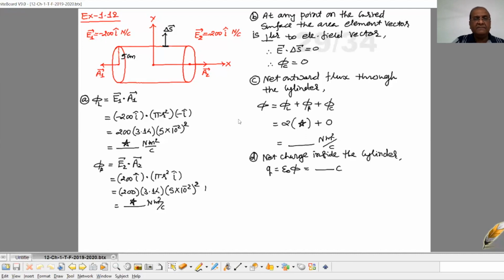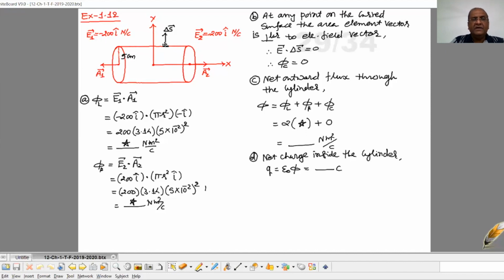Then question B. What is the flux through the side of the cylinder? Now, if you want to calculate the flux passing through the side of the cylinder, then consider an infinitesimally small surface element at any point on that particular cylindrical surface. Suppose, as shown in the figure, that is delta S.